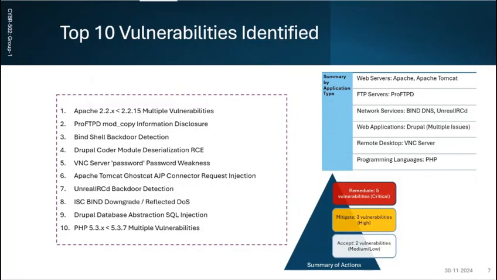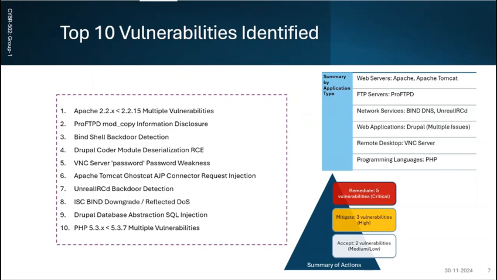Thank you, Rajesh, for your presentation. Now I'm going to discuss the top 10 vulnerabilities that were identified. This is an overview of vulnerabilities across various systems like web servers, FTP servers, and network services. Examples include Apache vulnerabilities, ProFTPD mod_copy issues, and VNC server password weaknesses. It has some recommended actions such as remediate critical vulnerabilities, mitigate high risk, and accept low risk ones.